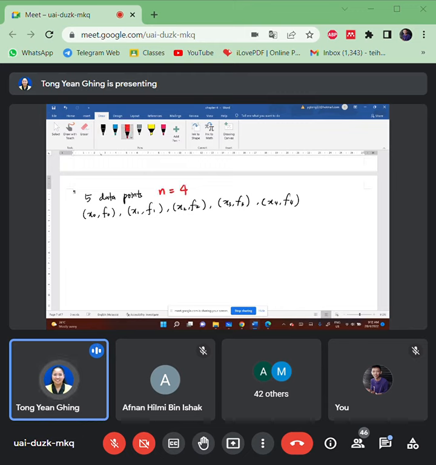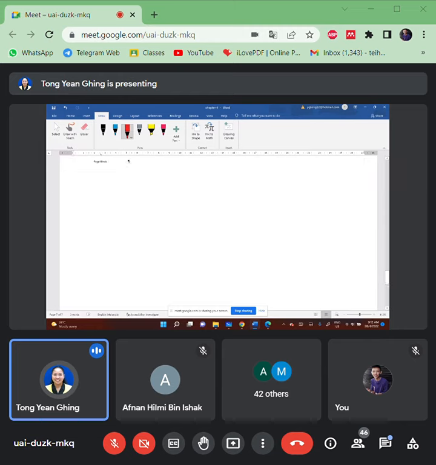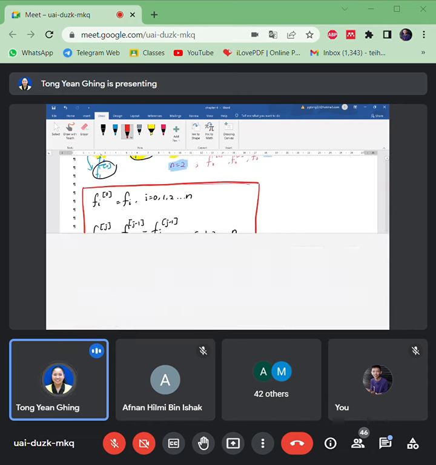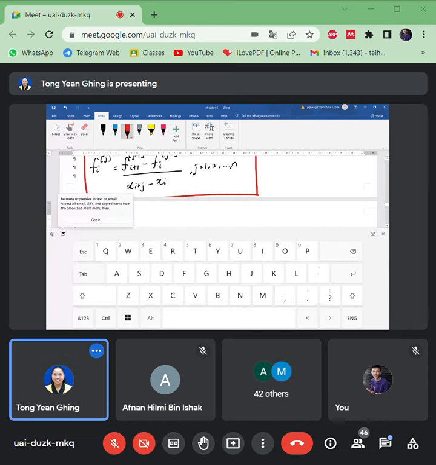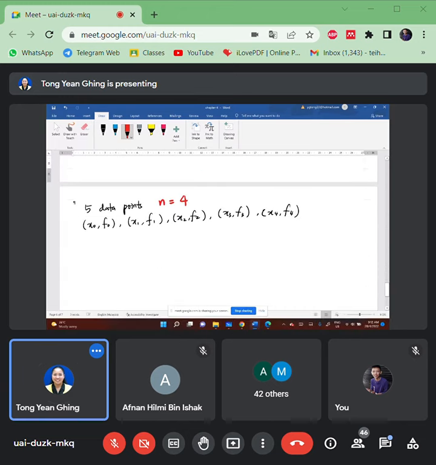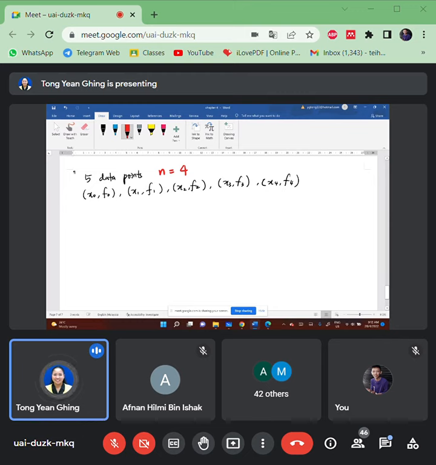Now I want to do this divided difference. I want to explain to you from this formula. So let's say I make a table, which is easier to explain.